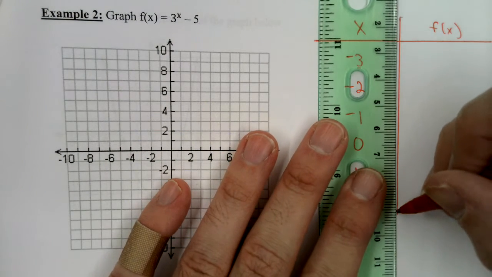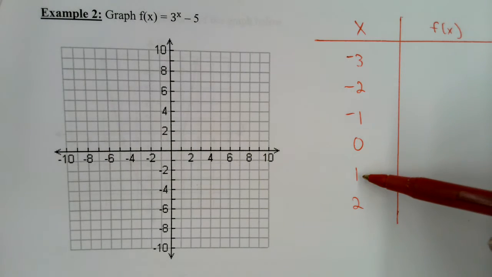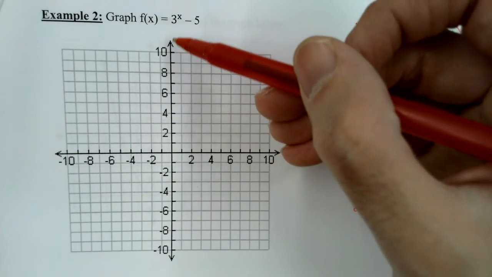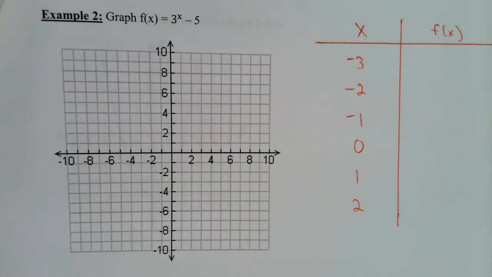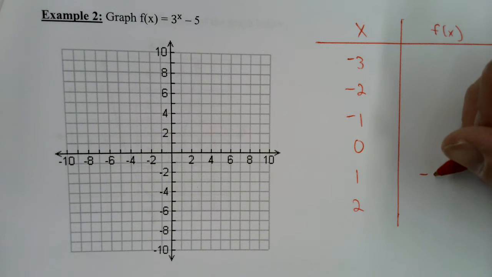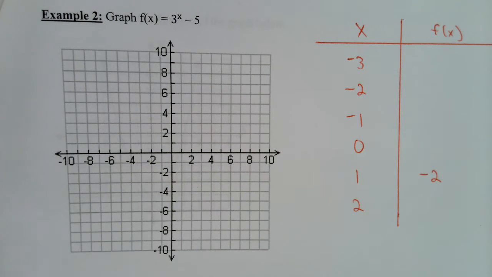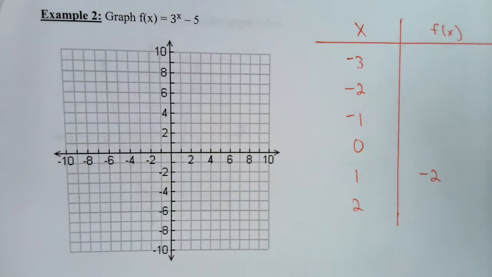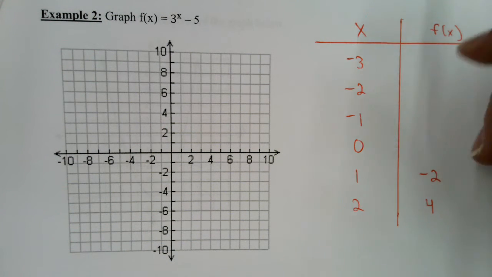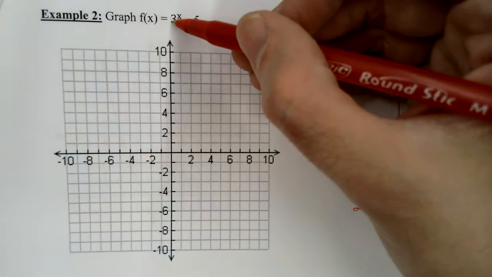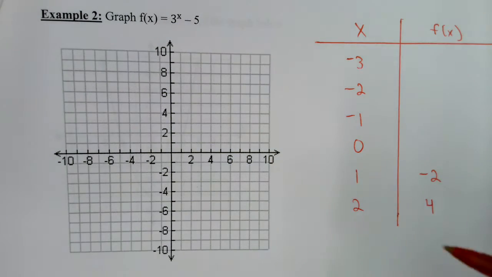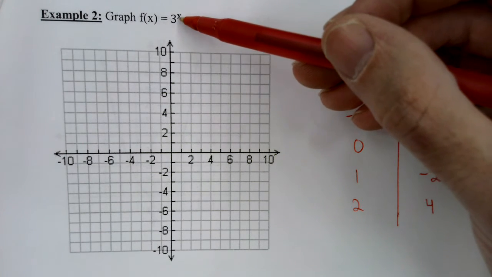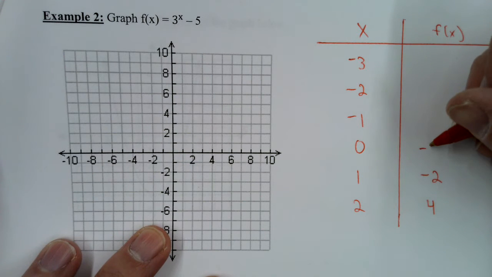When x is 1, we have 3 to the first power, right? 3 to the first power is 3, minus 5 is negative 2. When x is 2, we have 3 to the second power, so 3 squared is 9. 9 minus 5 is 4. When x is 0, we have 3 to the 0 power. Anything to the 0 power is 1. So 3 to the 0 power is 1. 1 minus 5 equals negative 4.